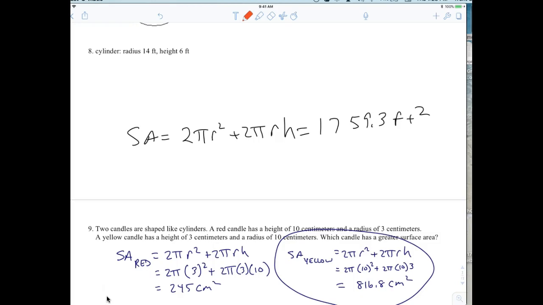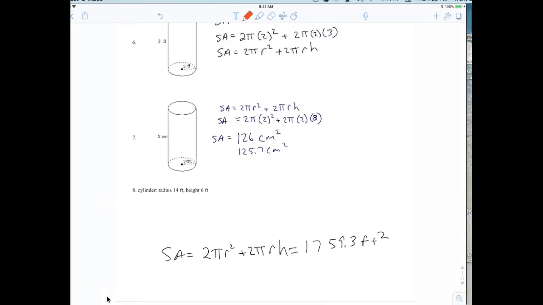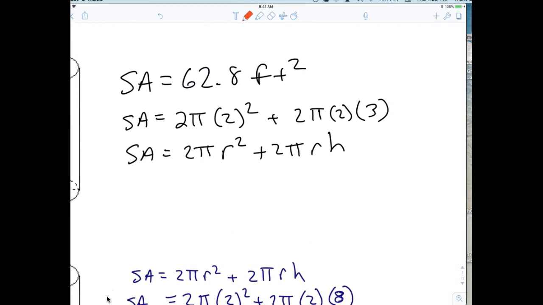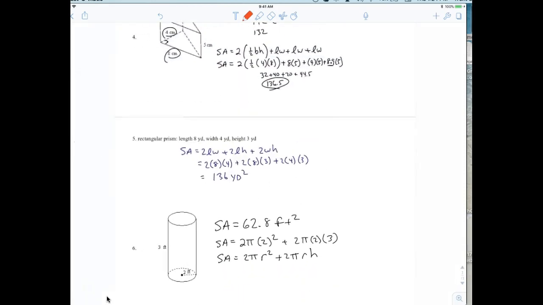All right, almost to the end here, guys. Just cylinders now. Everybody happy? 62.8. Very simple. And now let's see how you did on number 4 then.